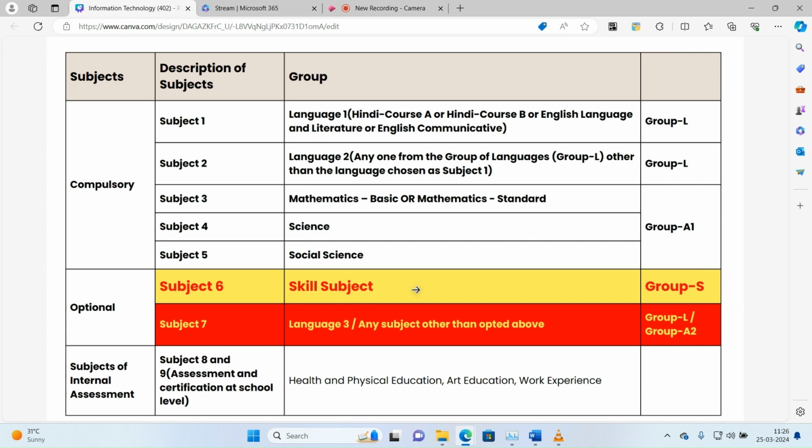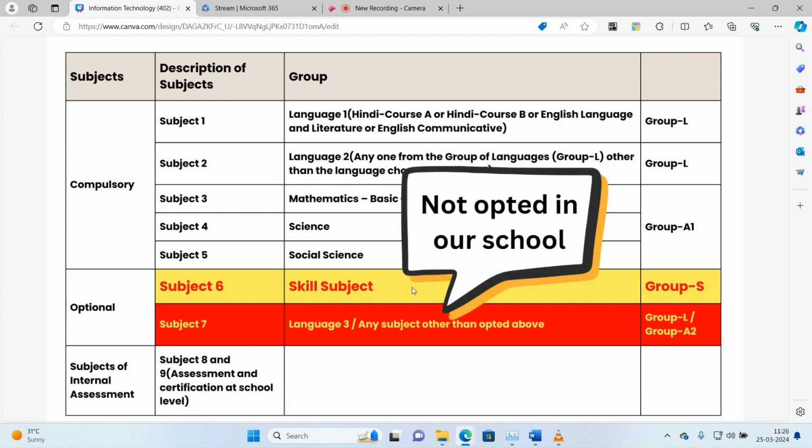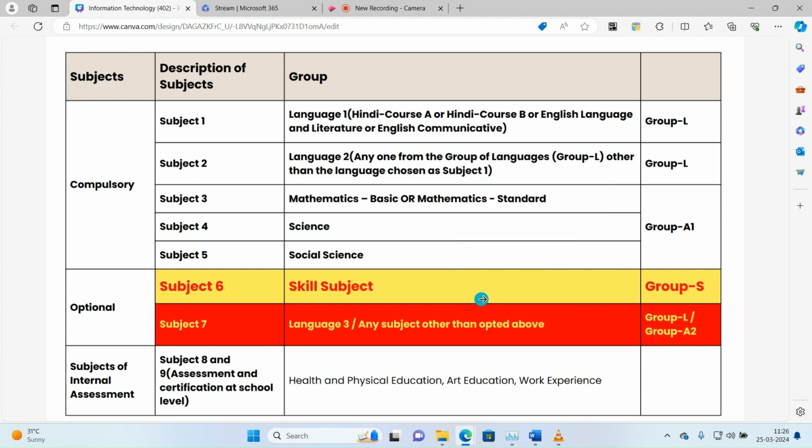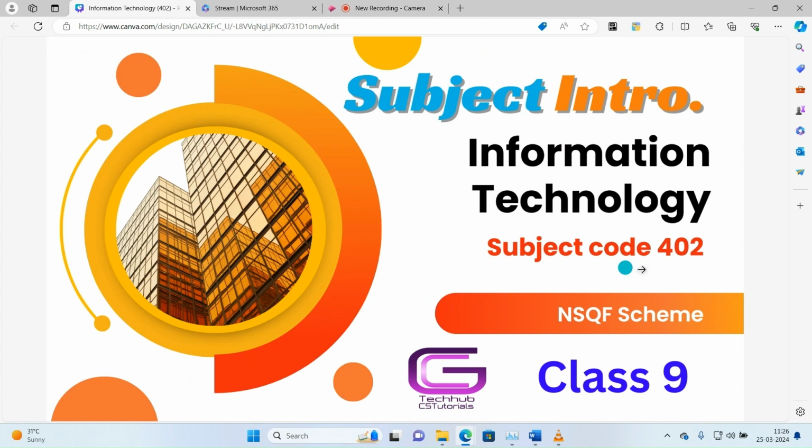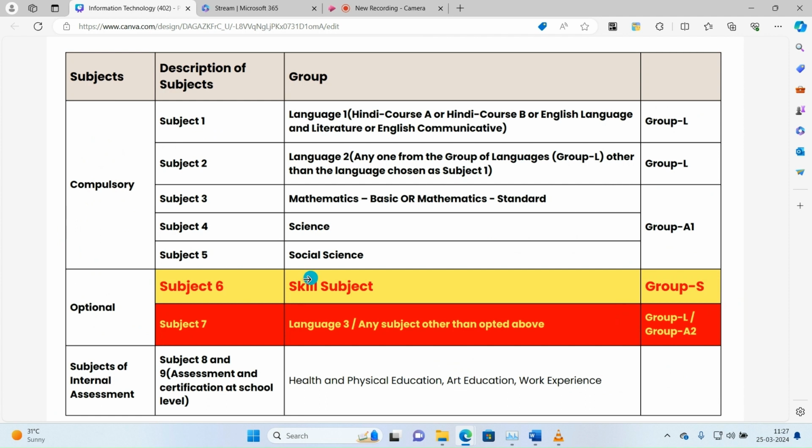So just to make you acquainted with all the differences between IT and your other subjects, I have made this presentation for you. So please stay with me till the end so that you are able to benefit from the information which you are going to get from this video. So the subject code is 402 and it comes under NSQF scheme, that is National Skill Quality Framework. That is, this particular subject comes under skill subjects. So the scheme which is provided by CBSE is a bit different.